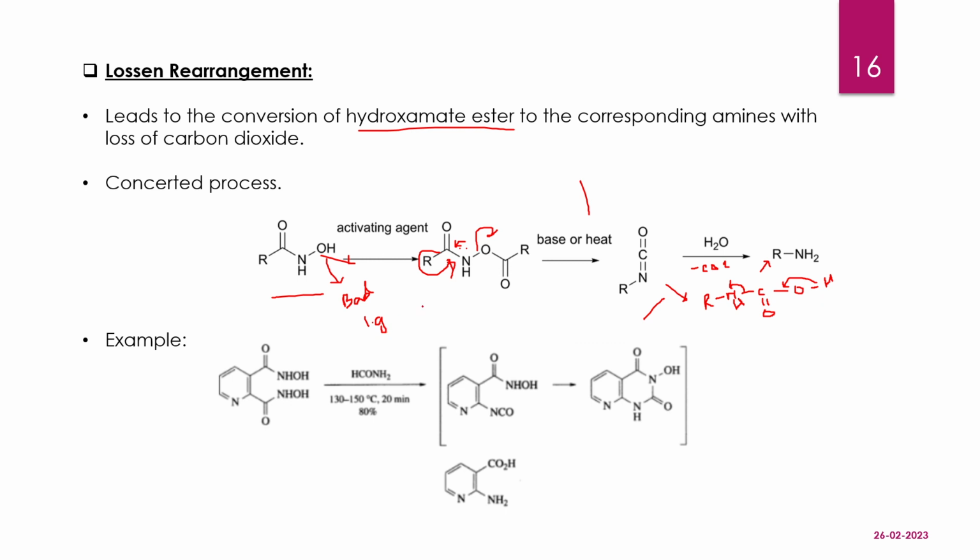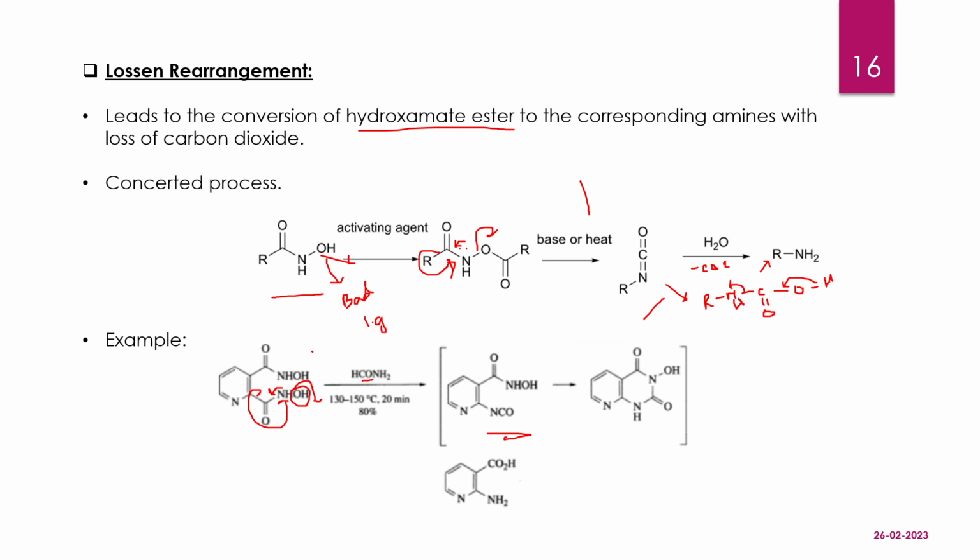So let's talk about an example. See, there is a double hydroxamate ester. One of these will react with this amide, giving the OH. This is the activating agent, and this OH will transform into a good leaving group, and this will come here. The OH gets removed from the system, and we will get this type of isocyanate as an intermediate.